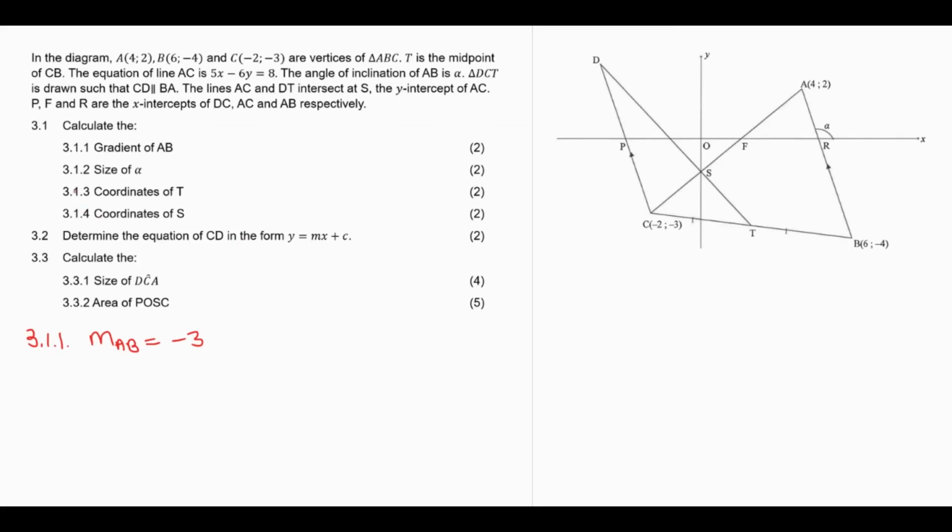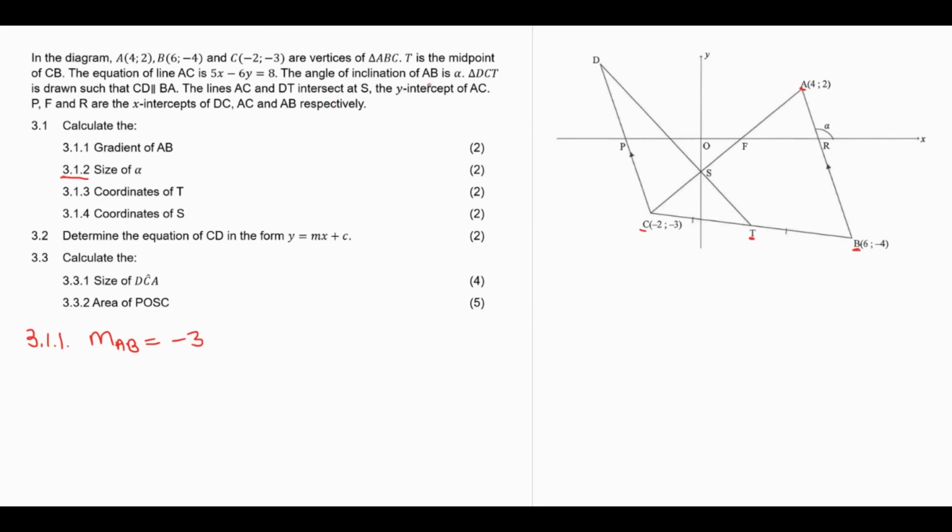Welcome back. Let's do question 312. In the diagram, A, B, and C are vertices of triangle ABC. T is the midpoint of CB. The equation of the line AC is 5x minus 6y is equal to 8. This is the line AC.